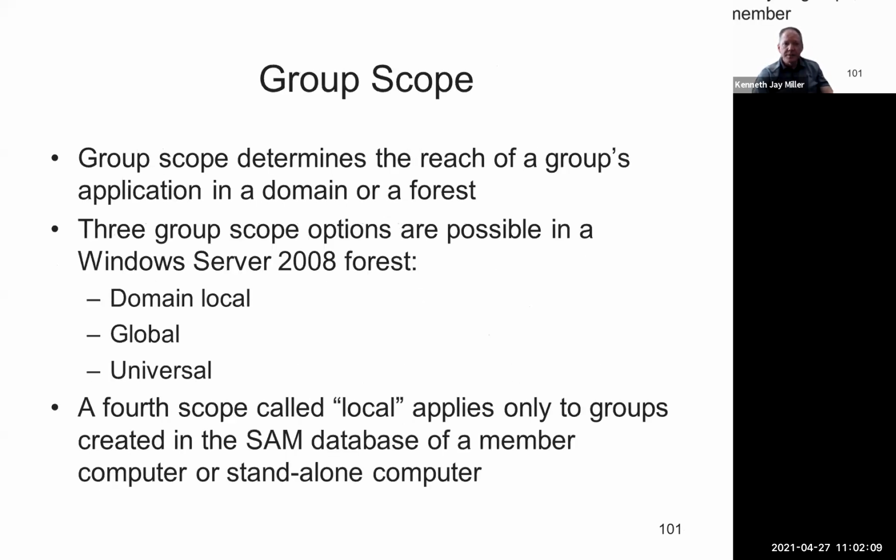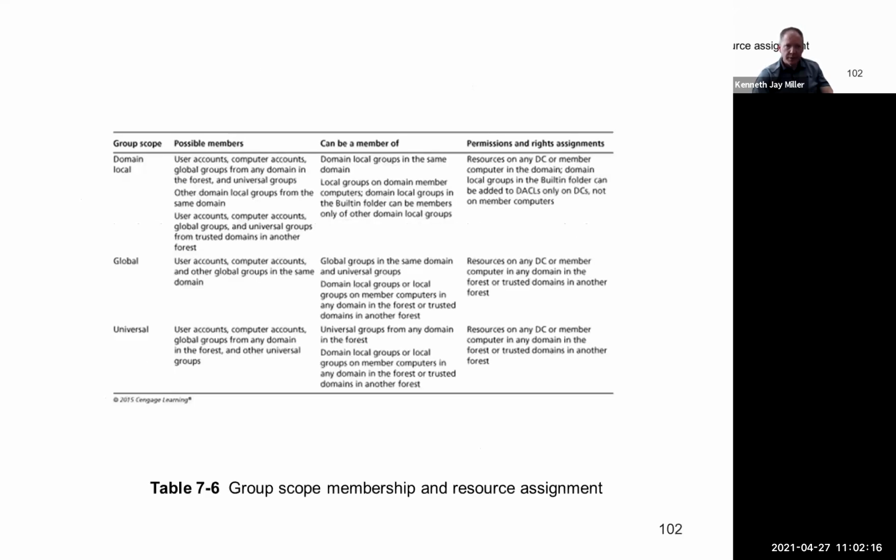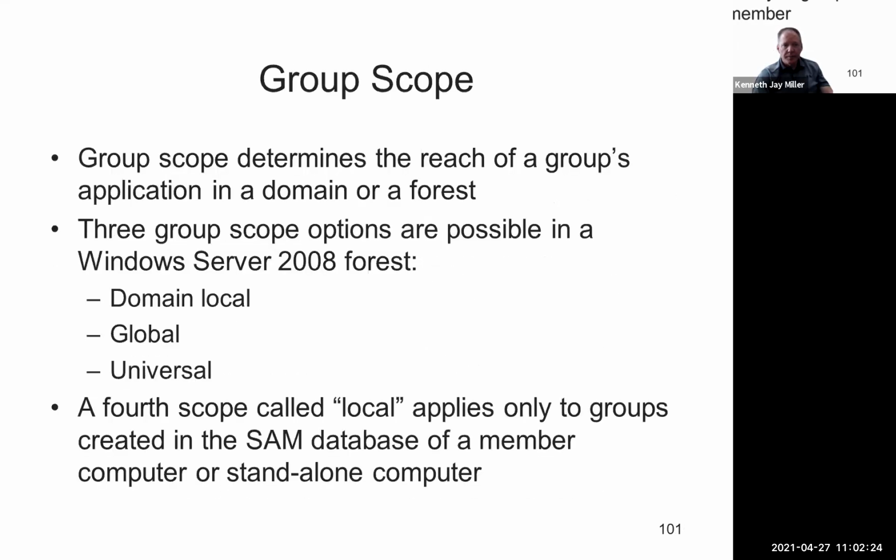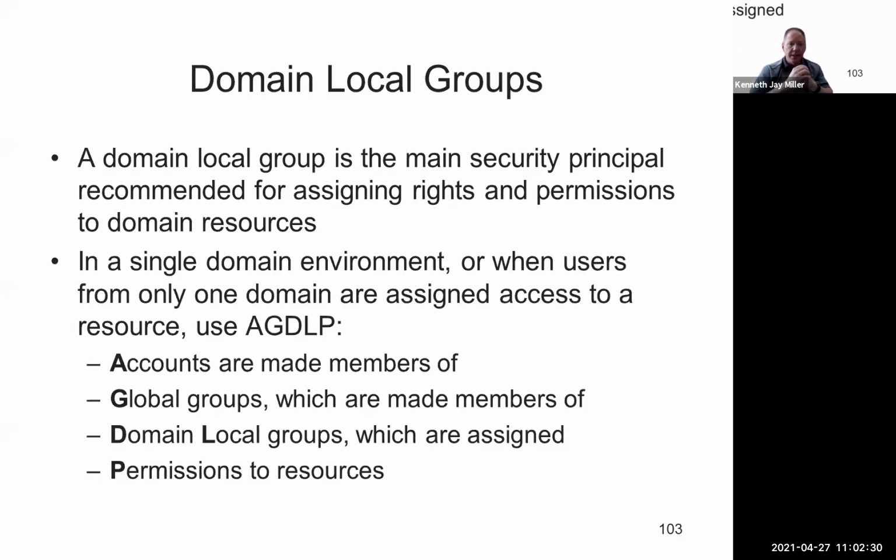All right, here's some scope. Now I'm going to leave some of this for you because we're running out of time here. But these tabs here, or these screens here, show us the domain local, the global, the universal, and then the local groups as well. Now here's a good acronym or abbreviation to remember: the AGDLP.